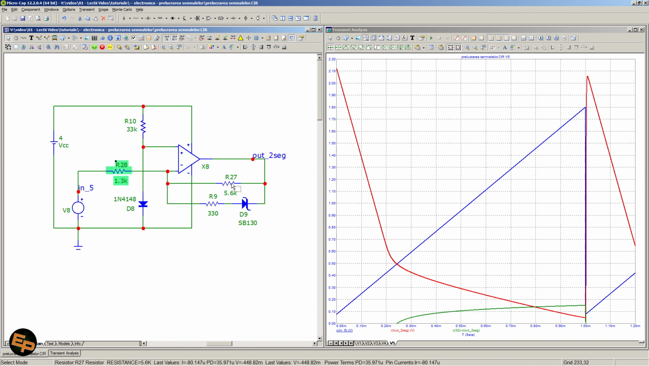Essentially, R28 and R27 form the feedback resistors that set a certain amplification factor, and that are placed such that the op-amp is in inverting mode. However, we have two extra things.